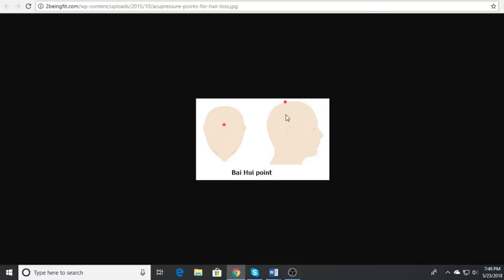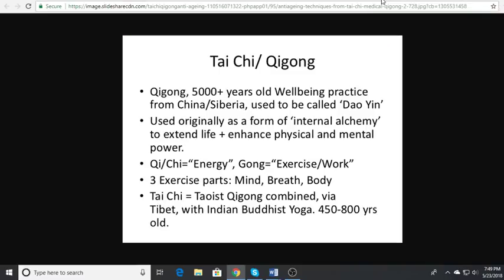The other point you're going to be focusing on is the Bai Hui point, which is up at the crown. If you feel your head, it's right where your hairline basically all emanates from. It's also the soft spot in a baby's head, where several of the pieces of the skull come together. It's a primary energy gate. It's also where your crown chakra is located.